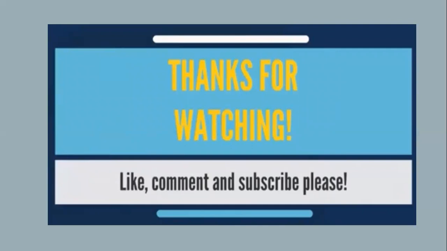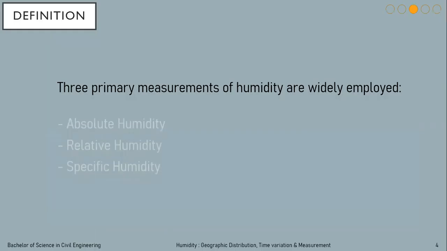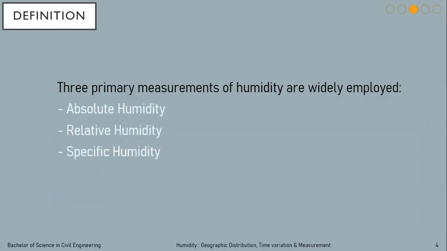So, humidity tells you the moisture content of the atmosphere, or how much water vapor there is in the air. When the humidity is high, it feels oppressive outside because sweat doesn't evaporate and provide cooling. A high water vapor content is necessary to produce clouds and precipitation. These three primary measurements of humidity are widely employed. First, the absolute humidity. Second, the relative humidity. Third, the specific humidity.